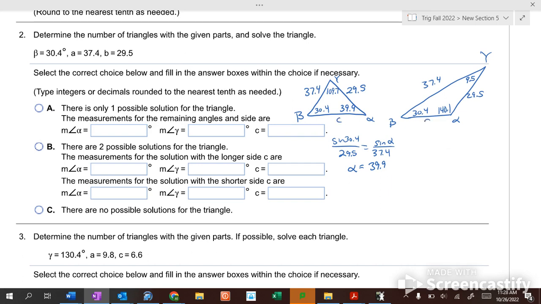Now I just have to find C of each. In the first one, we take what we were given at the start, the sine of 30.4 over 29.5 equals the sine of 109.7 over C. Cross multiply and solve. So take 29.5 times the sine of 109.7, press equals, divided by the sine of 30.4, press equals, and what do we get?